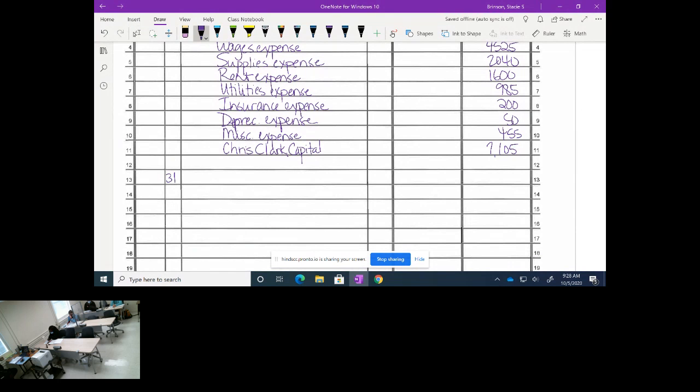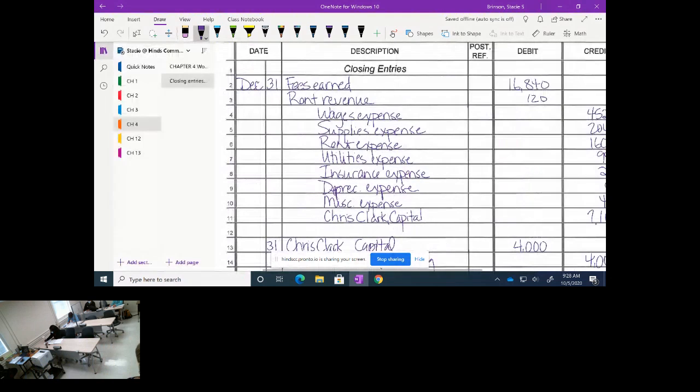All right, second entry. We're going to debit Chris Clark Capital and credit the drawing account. Okay, so how much was his drawing? 4,000? Yeah. Okay, so let's go through the posting process and put these on the ledger, so I want y'all to see what this looks like once you post it.